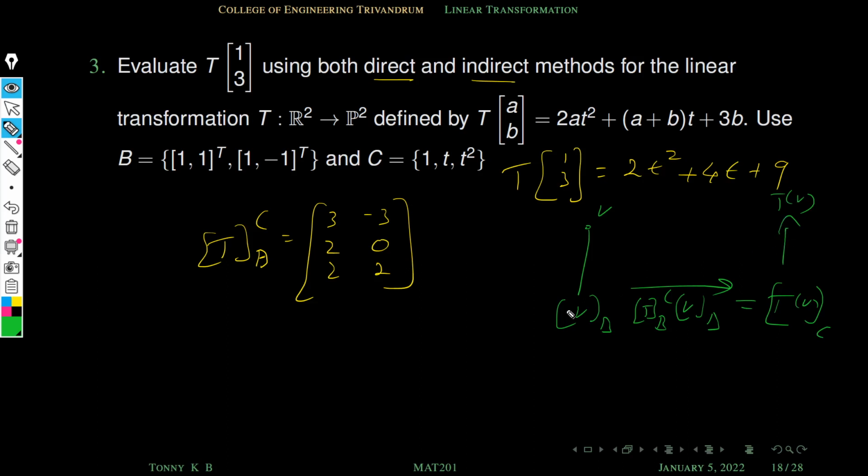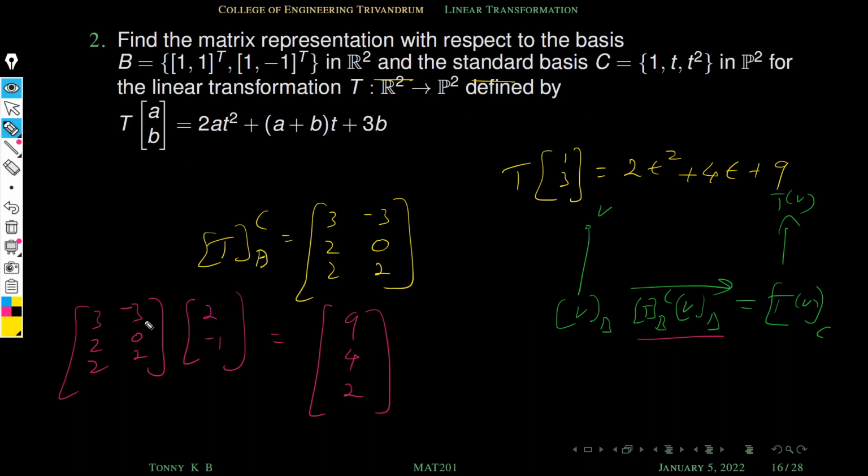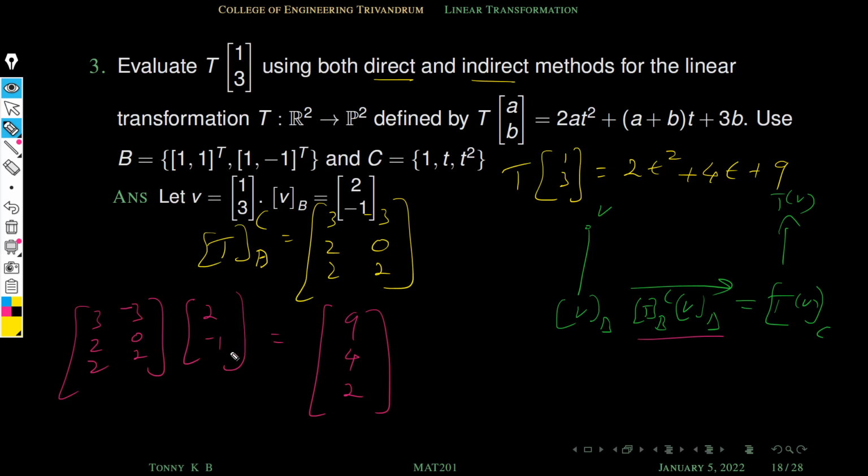What is the coordinate of v with respect to B? Here our v is (1, 3). So its coordinate with respect to B is (2, minus 1). That means we can write (1, 3) as 2 times the first vector plus minus 1 times the second one. Next we consider the product of these two, this matrix into this matrix. This is 3, minus 3, 2, 0, 2, 2 into [v]_B, that is (2, minus 1), and the product is (9, 4, 2).